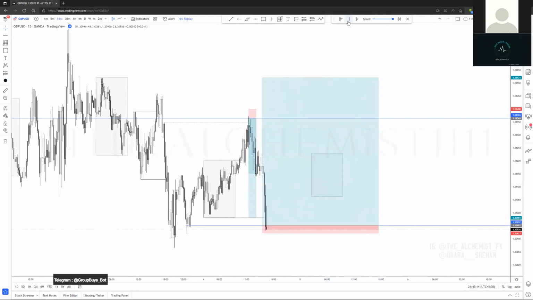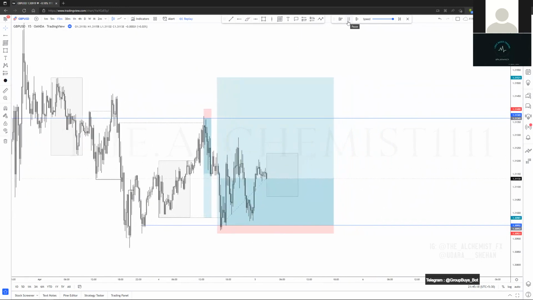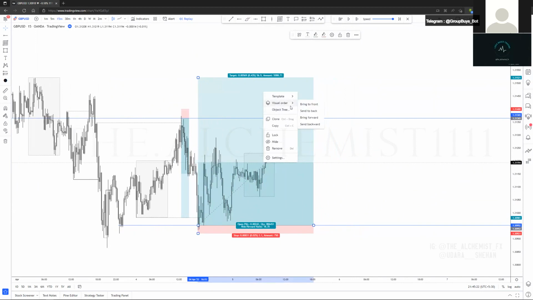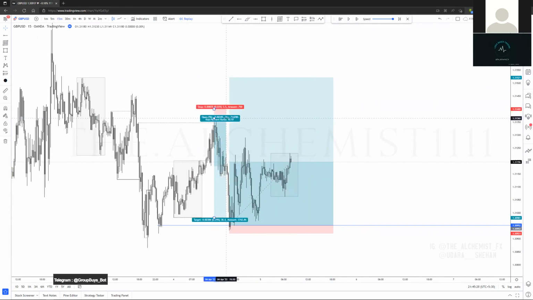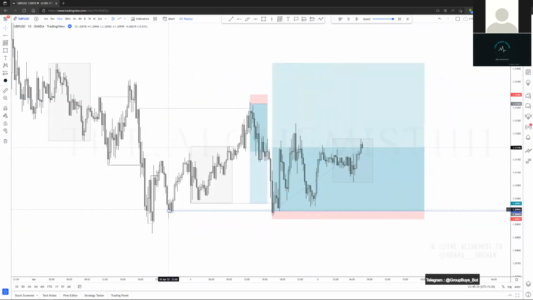Okay, so let's see what happens. There we go. Oh yeah, nice one. Can I ask you, could we think this entry is placed on a weak low? No, this is not a weak low. Why? This came back down and actually tapped into the strong low once, which means they tapped into the order block. Now the money is in here.